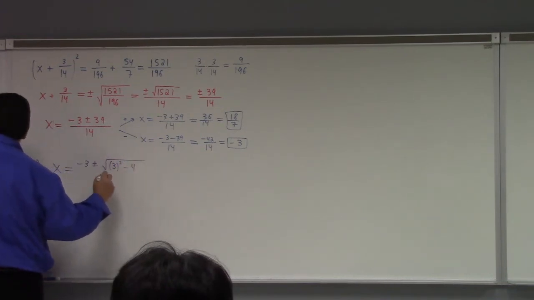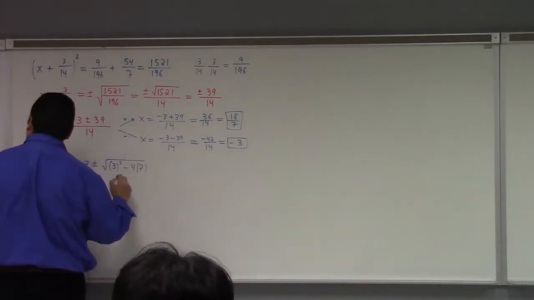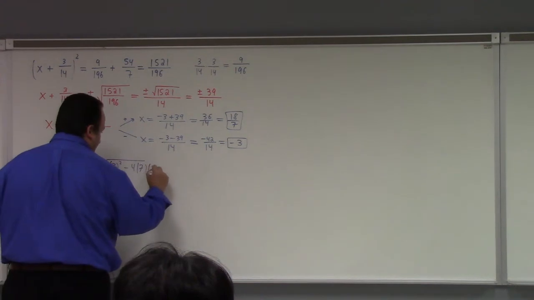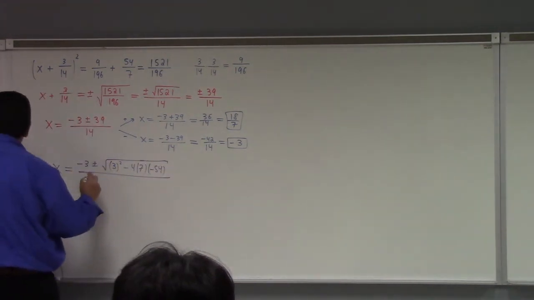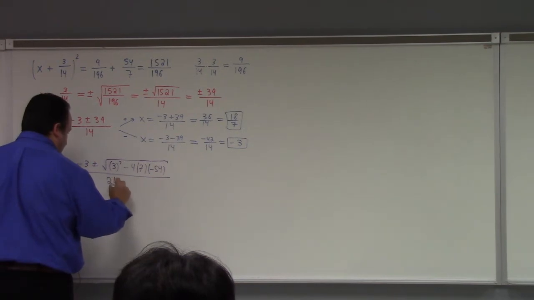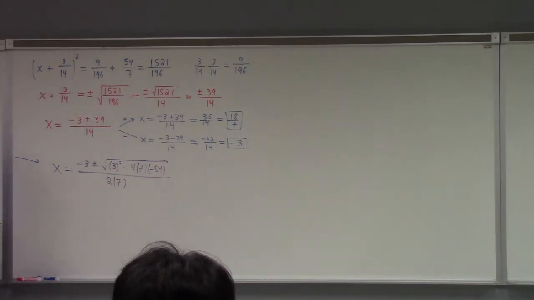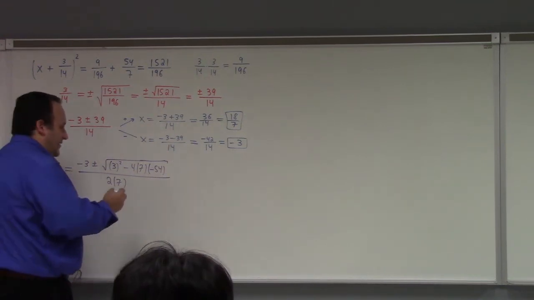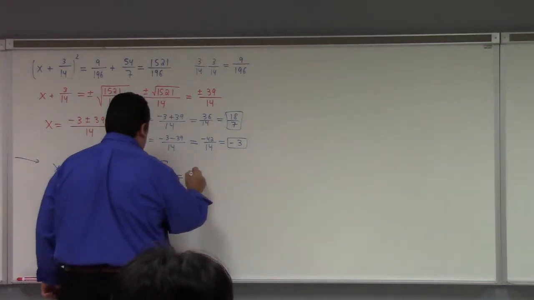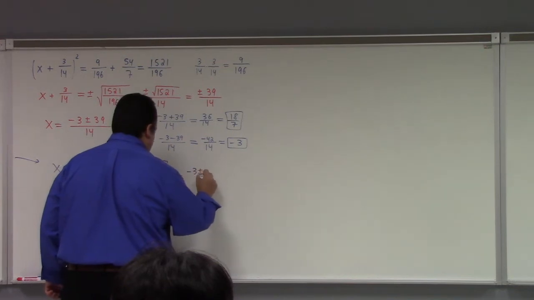Minus 4 times a, here a is 7. C is minus 54, right? And I can divide by 2 times a, which was 7, right? So the quadratic formula would have gotten us straight past all this completing the square stuff, right? Straight to the answer. And so I think, arguably, the quadratic formula is a better way to do this one, right?